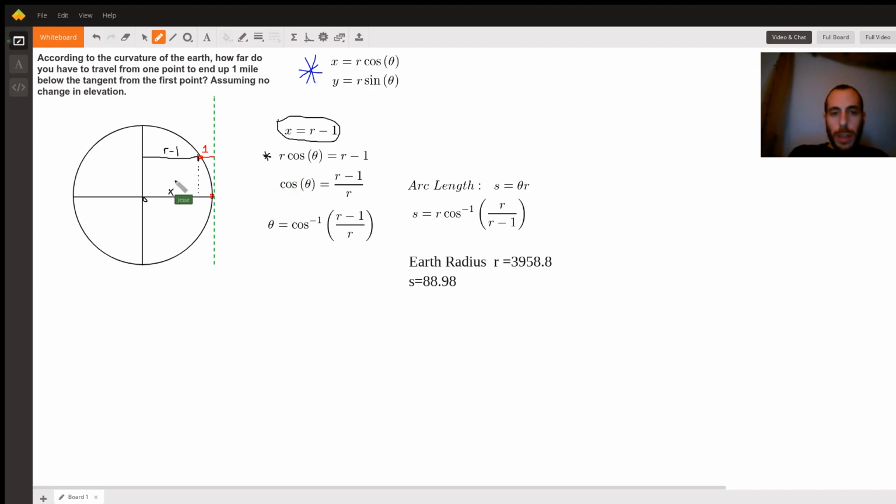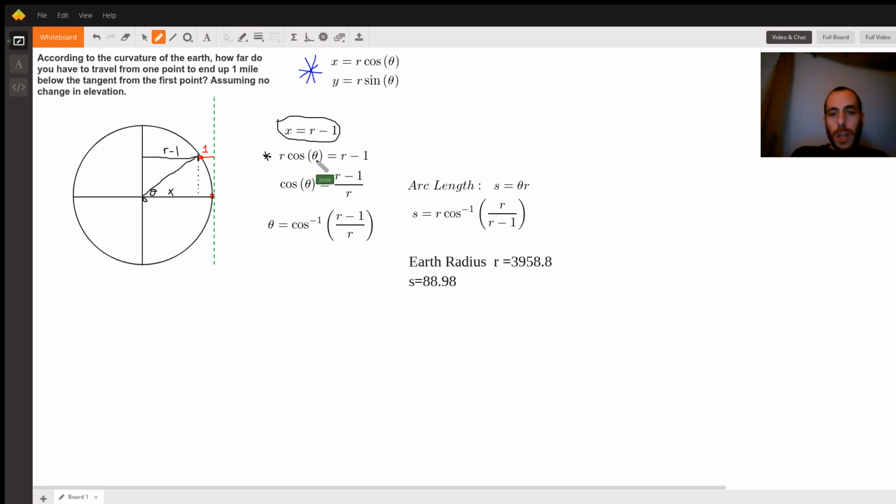So from there, we want to try to get theta. Of course, my goal is to find out what this angle right here is. If I could find out what this angle is, that's going to let me know what the arc length is, which is what we're trying to solve for. We're trying to solve for the arc length right here. So how far did we go along the circle from the starting point to this new point?